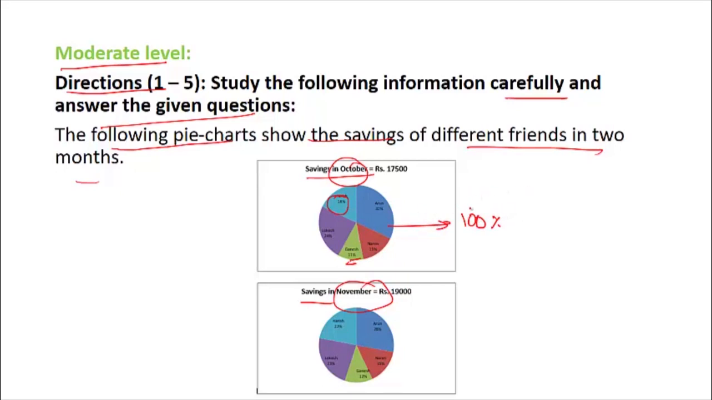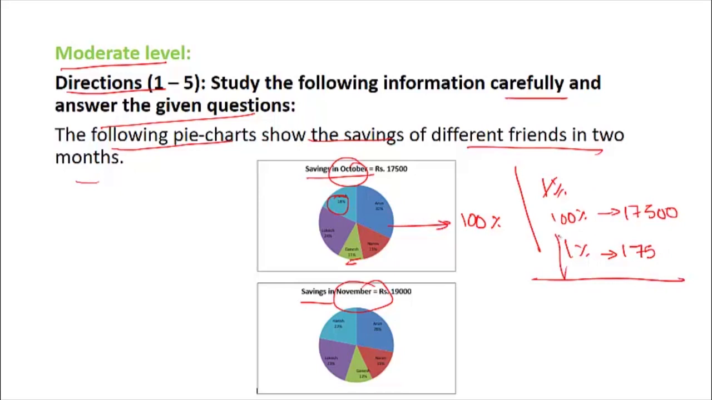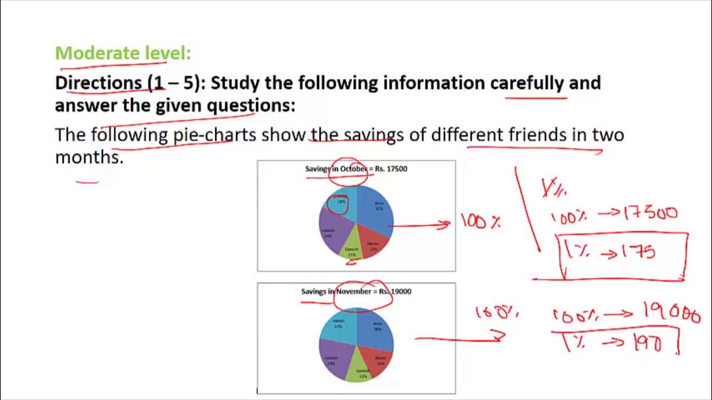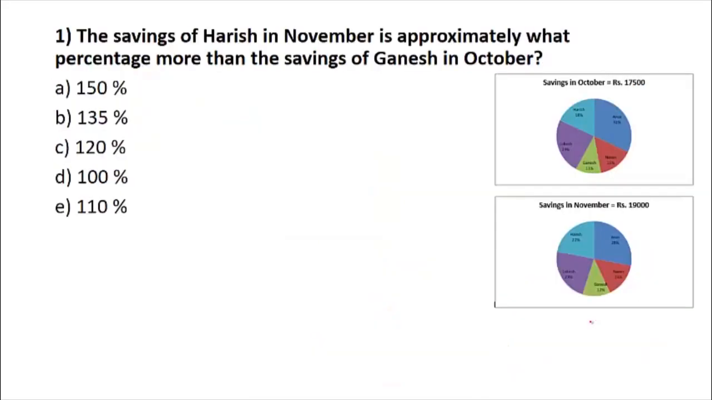The most important thing you could do here, before even looking at the question, is find the value of 1%. If 100% is 17500, then 1% would be 175. You must remember that 1% in October is 175. Let us find this similarly for November. 100% is the total, which is equivalent to 19000, so 1% will be 190. So these are your two values. Let us take the first question.